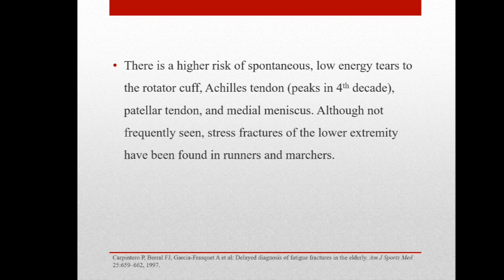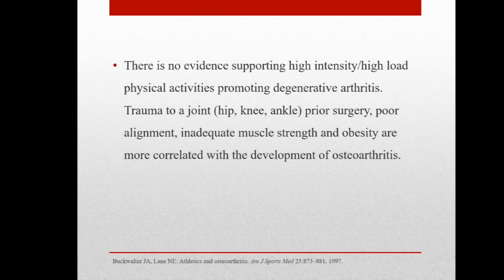Although not frequently seen, stress fractures of the lower extremity have been found in runners and marchers. Also, no evidence supports that high-intensity, high-level physical activity promotes degenerative arthritis. However, trauma to the hip, knee, ankle, prior surgery, poor alignment, inadequate strength, or obesity can be correlated with development of OA.